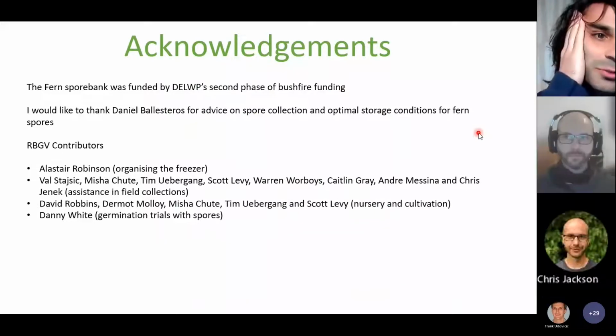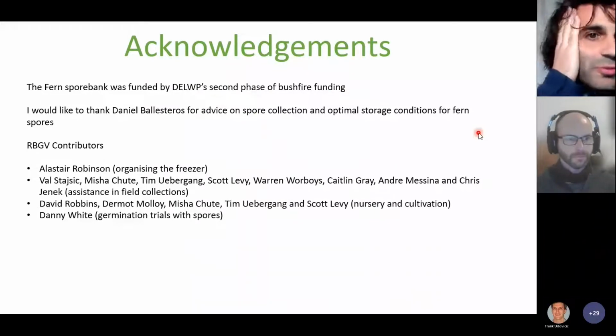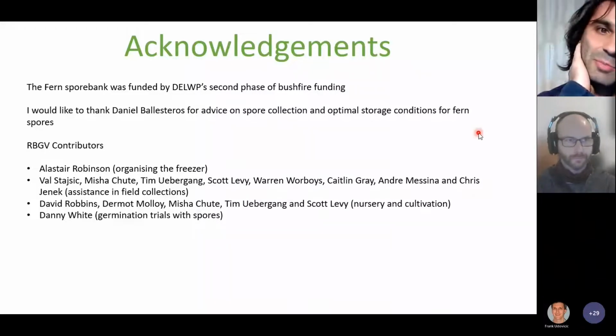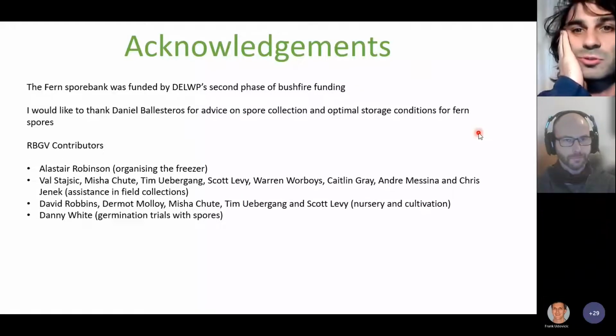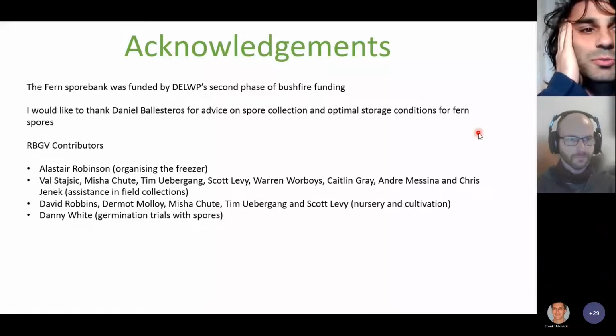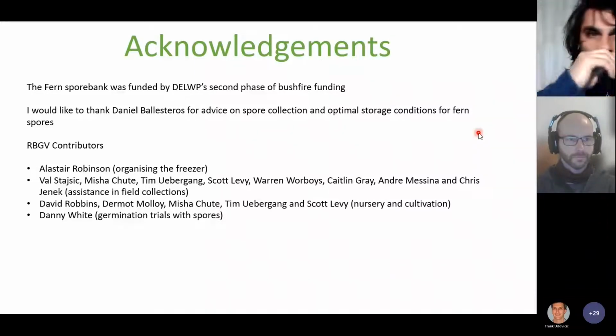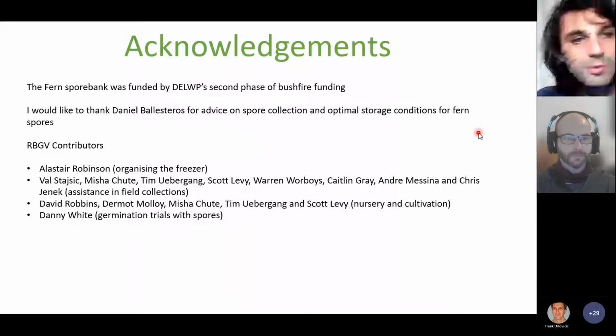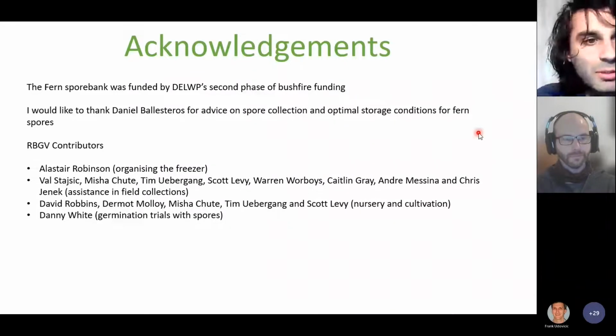I've got the following acknowledgements. The Fern Spore Bank was funded by Dale Whip's second phase of bushfire funding. I'd like to thank Daniel Ballesteros from Kew for advice on spore collection and optimal storage conditions for fern spores. He works on similar things over in Kew. And there are various contributors from Royal Botanic Gardens Victoria that have made this project possible. Alistair organised the freezer.